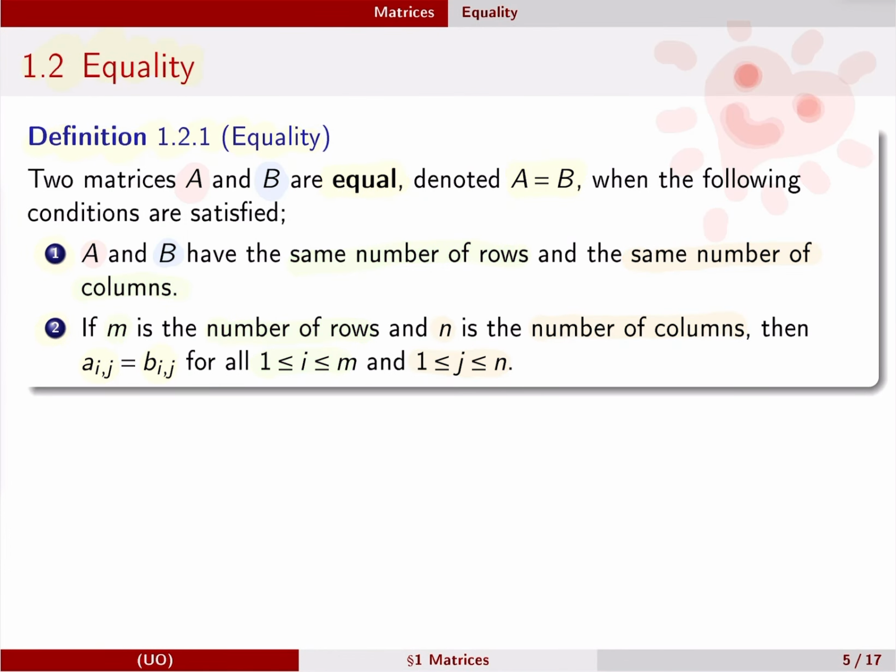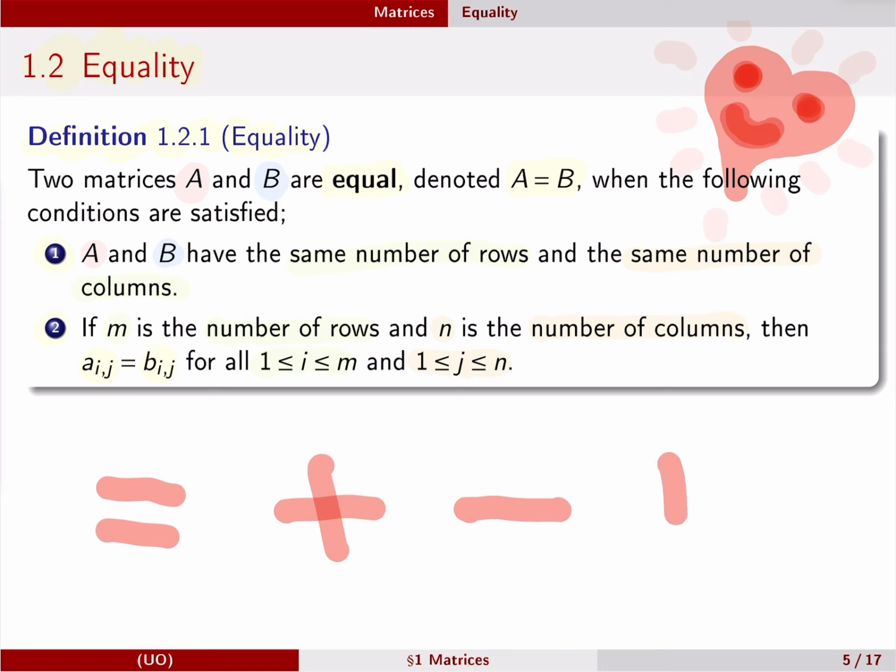Hello everyone. In this video, we're going to look at some operations that we can do on matrices. So we're going to go over equality. So when are two matrices equal? We're going to look at matrix addition. So how can you add two matrices? Also, we're going to look at matrix subtraction. How can you subtract two matrices? And finally, how can you multiply a matrix by a number, called scalar matrix multiplication?